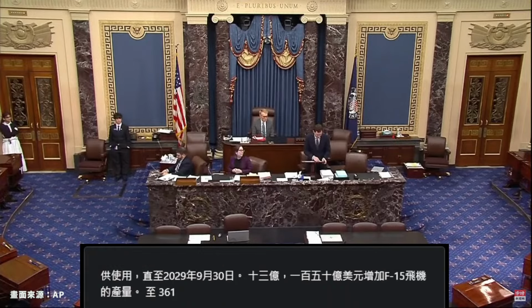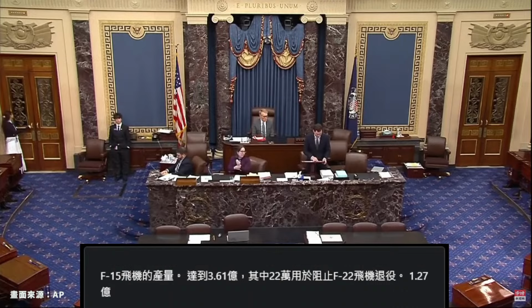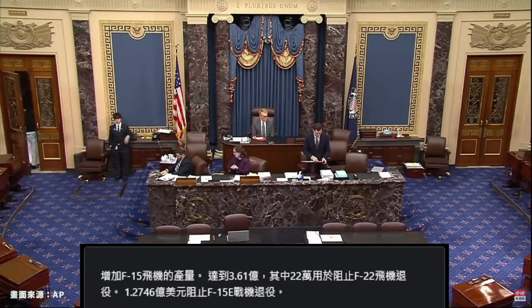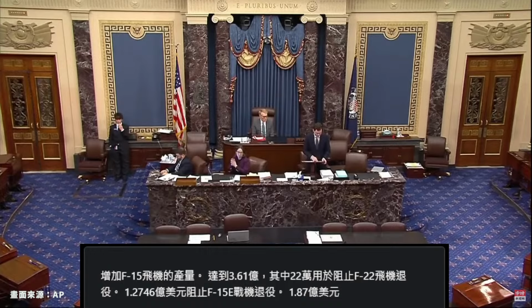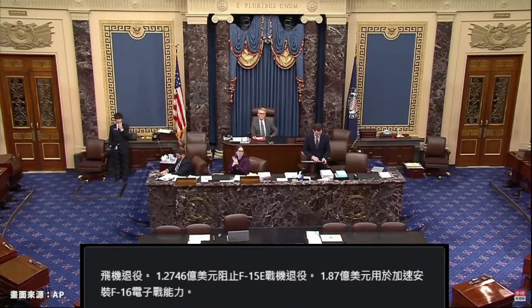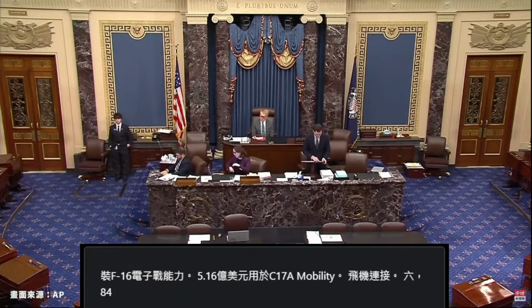3, $127,460,000 to prevent the retirement of F-15E aircraft. 4, $187 million to accelerate installation of F-16 electronic warfare capability. 5, $116 million for C-17A mobility aircraft connectivity. 6, $84 million for KC-135 mobility aircraft connectivity. 7, $440 million to increase C-130J production.